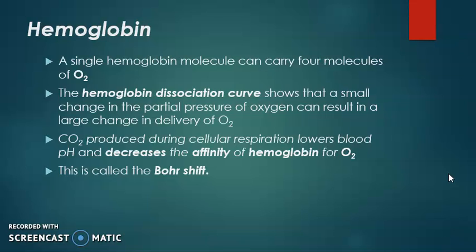The hemoglobin dissociation curve shows that a small change in the partial pressure of oxygen can result in a large change in delivery of oxygen. The carbon dioxide produced during cellular respiration lowers blood pH and decreases the affinity of hemoglobin for oxygen. So if carbon dioxide is increased, the affinity of hemoglobin for binding oxygen is decreased. This is called the Bohr shift.